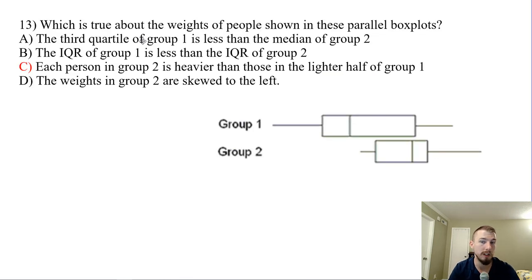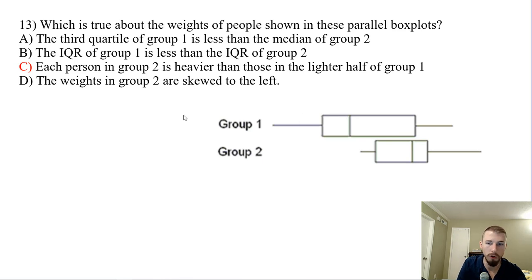Which is true about the weights of people shown in the parallel box plot? So we have two groups here. The left is going to be a smaller weight. The right side is going to be a larger weight. Just in general, that's how we roll. So each person in group 2 is heavier than the lighter half of group 1. The lighter half of group 1 is going to be this median. Everyone, even the minimum, is going to be heavier in group 2 than the lighter half of group 1. So that one is true.